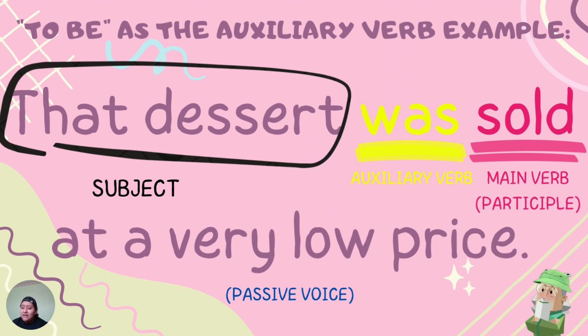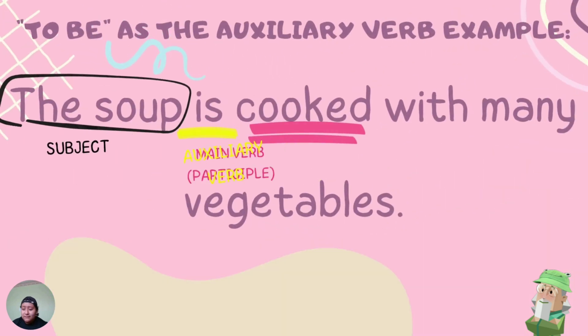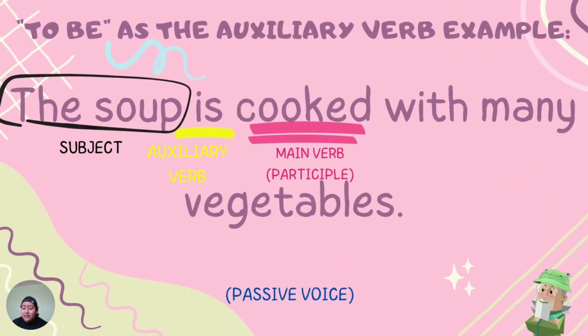This sentence is in past simple. The main verb in participle is sold and the auxiliary verb is was. The soup is cooked with many vegetables. This sentence is in present simple. The main verb is cooked in participle and the auxiliary verb is is.